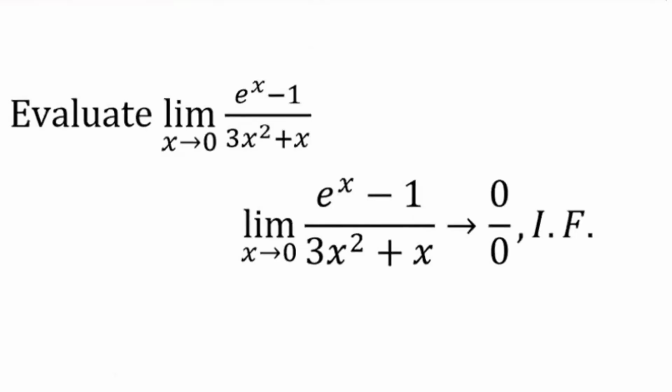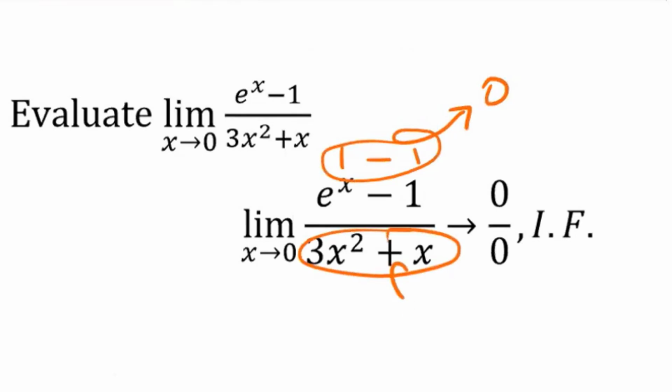So here we're finding the limit as x approaches 0 of (e^x - 1) over (3x^2 + x). If you try to plug in 0, you're going to get 1 minus 1 here, so that goes to 0. And if you try to plug in 0 down here, you're going to just get 0 plus 0, which is 0. So we have a 0 over 0 indeterminate form, which tells us we can try L'Hopital's rule.